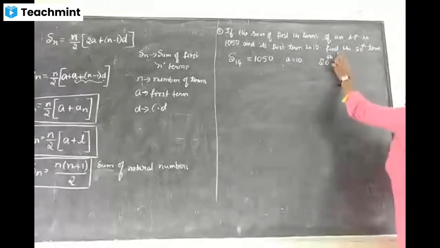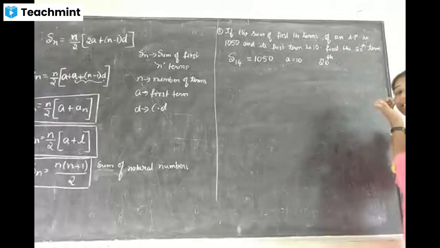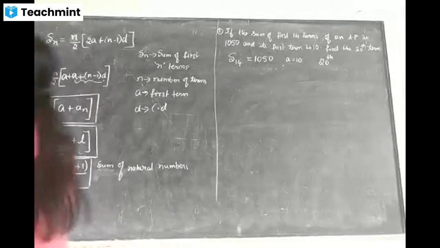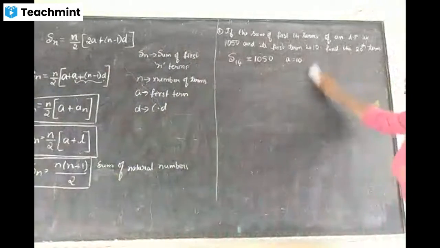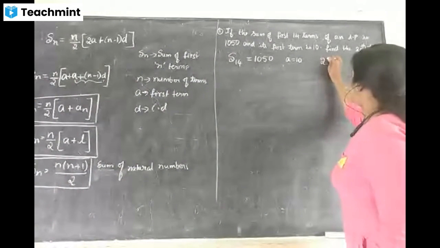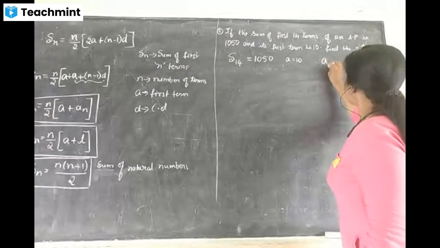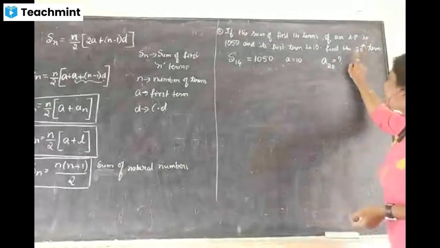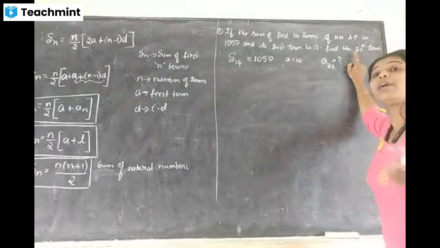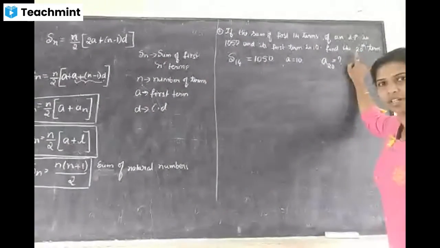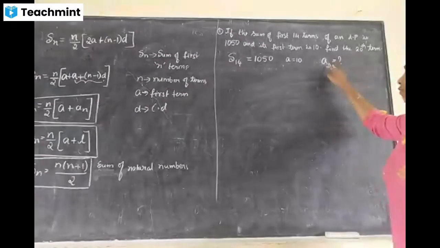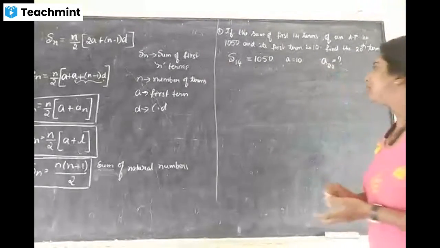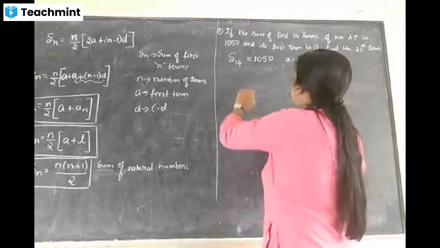Now understand. Find the 20th term, not the sum of 20 terms, not S20 here. The 20th term is a20. Please try to understand because the 20th term is different from the sum of 20 terms. The 20th term is a20. The sum of 20 terms is S20.